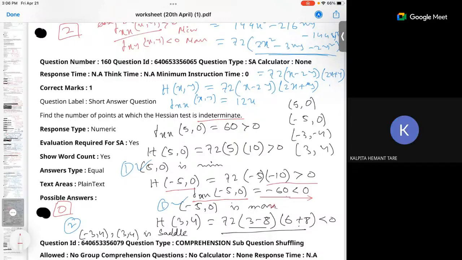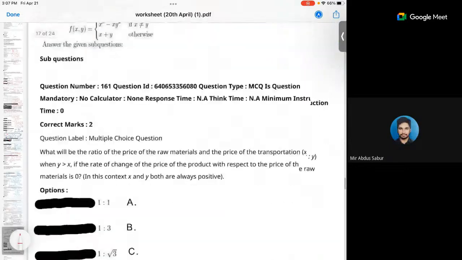Get it? Yes, sir. Then why didn't we check it for 5 comma 0? Yeah, 5, 0 we also checked, right? We checked. Okay, sorry, I missed it. Thank you, sir. Now come to this question.